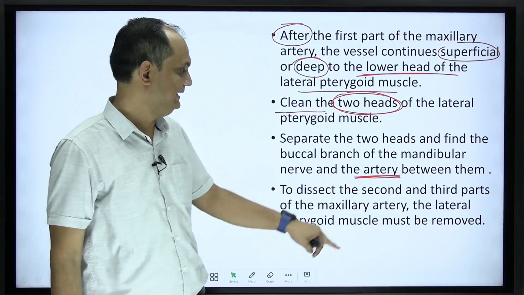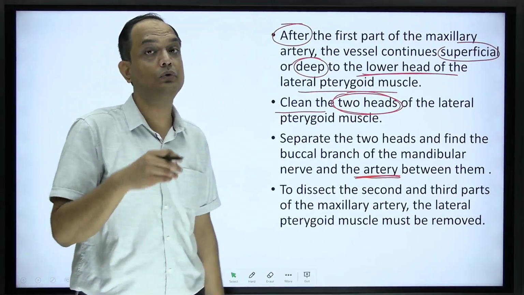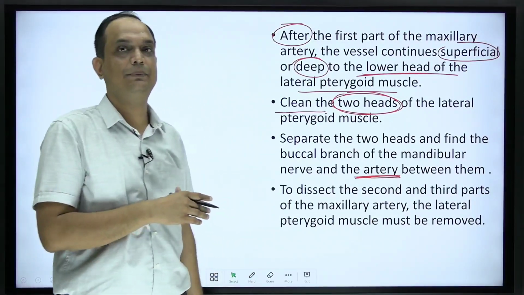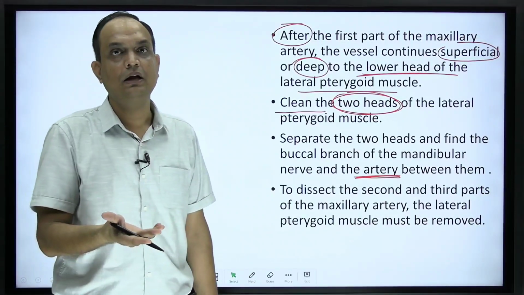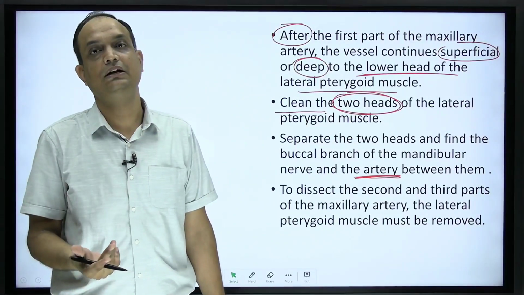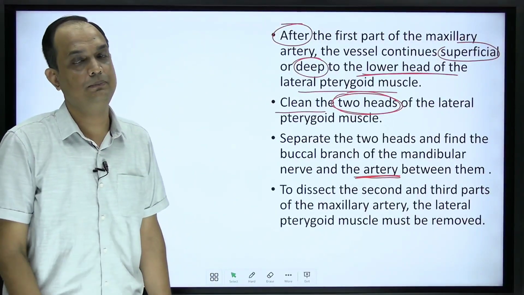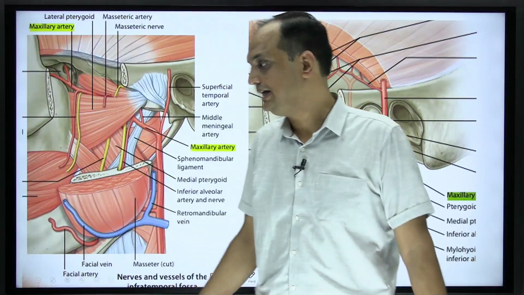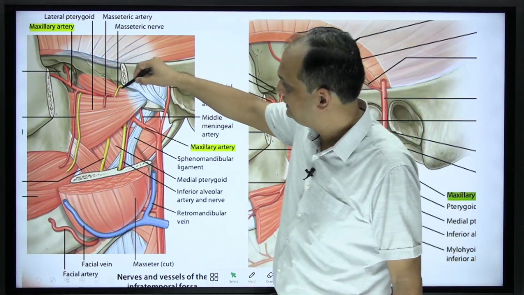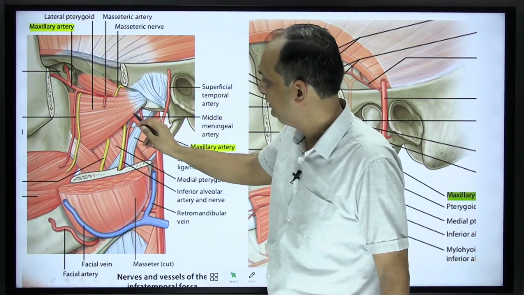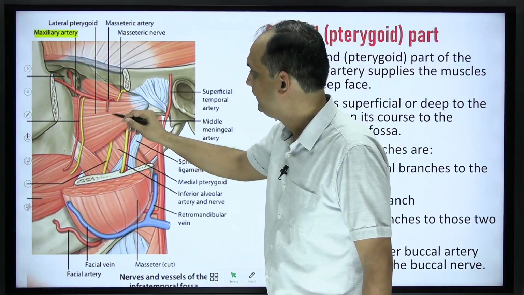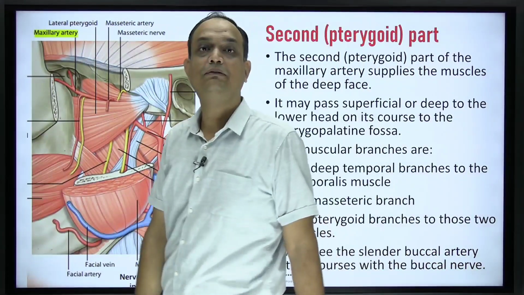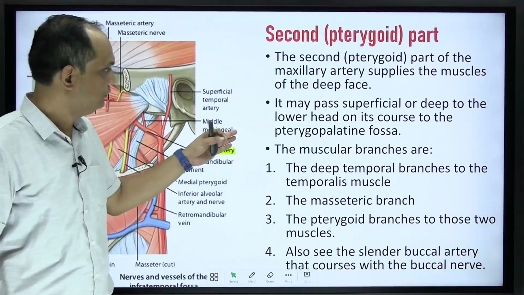To dissect the second and third parts of the maxillary artery, you have to remove the lateral pterygoid. Why? Because the second part is deep to the lateral pterygoid, and you have to remove it if you want to see the branches of the second part of the maxillary artery. Now in this diagram, you can see the second part of the maxillary artery, which is not visible in this area. Once you see the second part, you first have to understand the branches. So what are the branches?